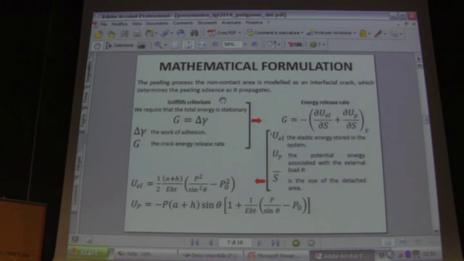We can employ the classical relations of fracture mechanics and solve the Griffith criterion, that basically requires that the total energy is stationary, and basically we equate the work of adhesion to the energy release rate at the crack tip. And then it is quite straightforward to write the energy release rate as a function of the derivative of the potential energy associated to the external load and to the elastic energy, with respect to the size of the detached area. For the geometrical configuration we have shown, we can write the elastic energy and the potential energy.